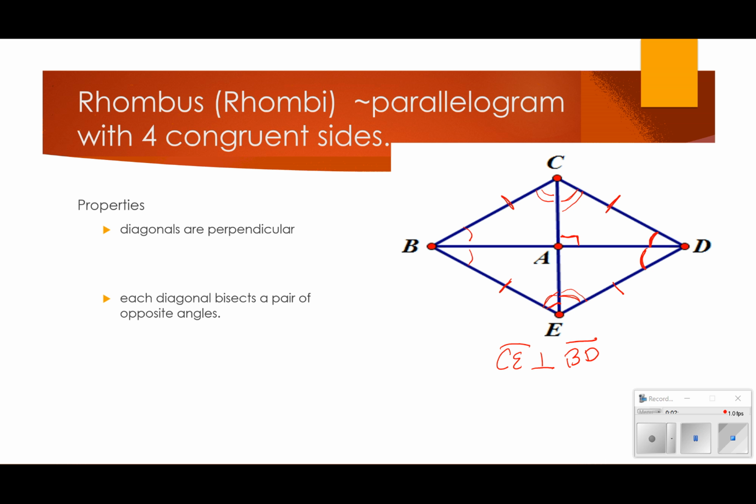You should be able to see with any property that we have, even angle side angle, hypotenuse leg, anything, that the rhombus is really made up of 4 congruent triangles. So those 4 triangles inside my rhombus are congruent. Triangle ABC is congruent to triangle ADC, which is congruent to triangle ADE, which is congruent to ABE. So all 4 of those are congruent.